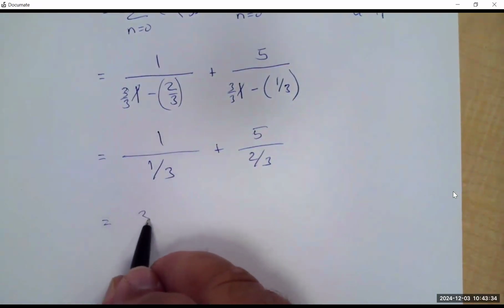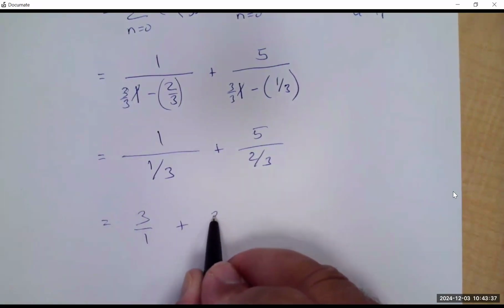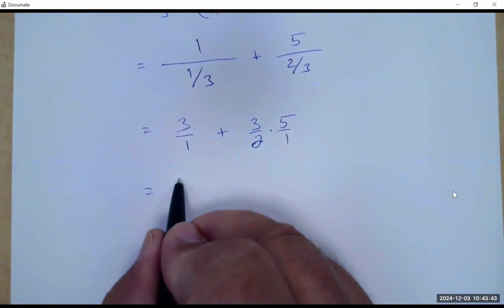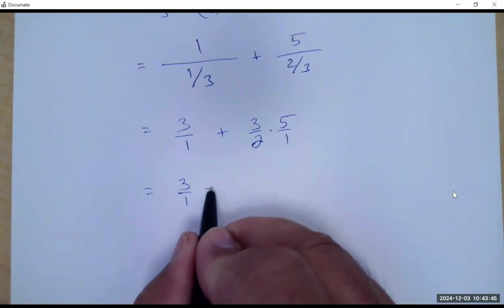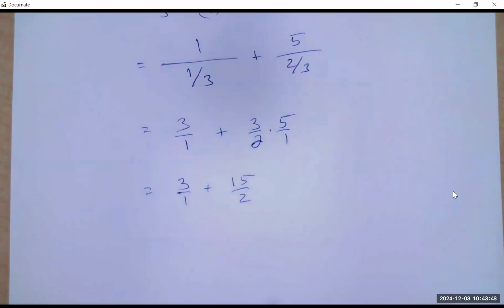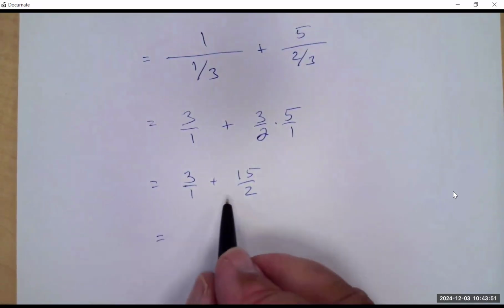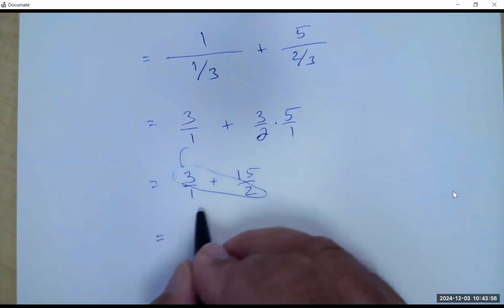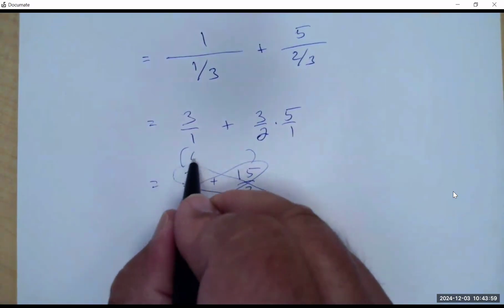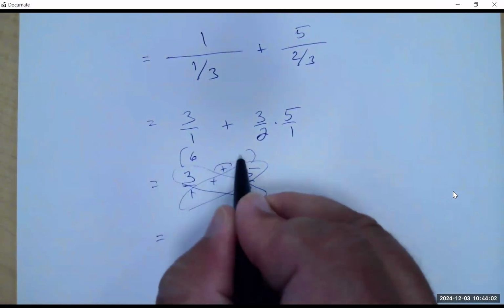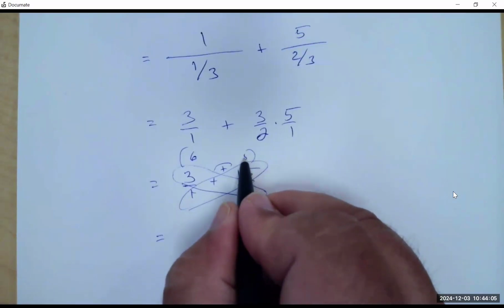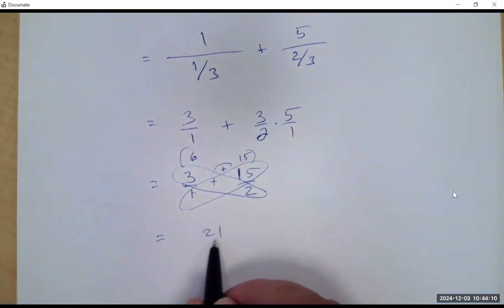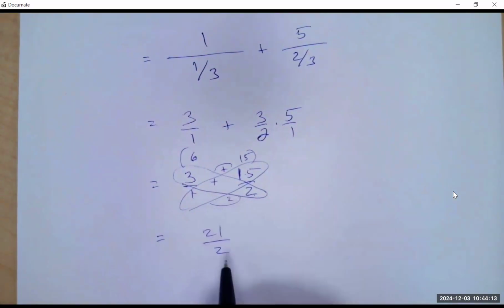Flip the bottom, so we have 3 over 1, 3 over 2 times 5 over 1. 3 over 1 plus 15 over 2. I'll use the butterfly. 3 times 2 is 6, plus 1 times 15 is 15. So it equals 21 over 2.